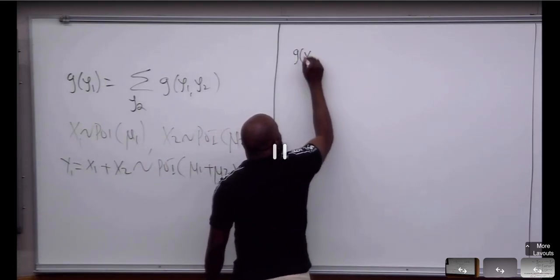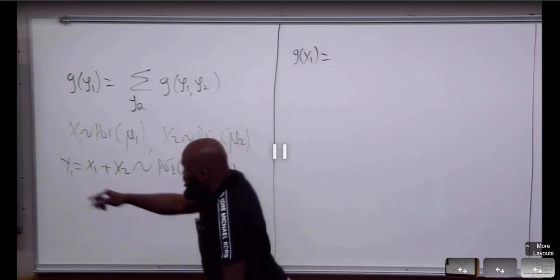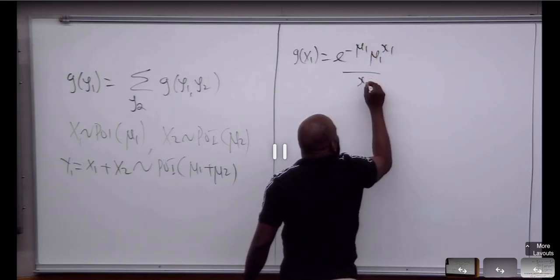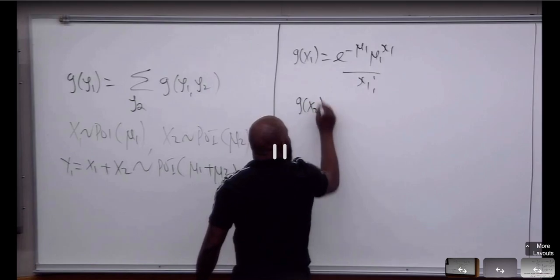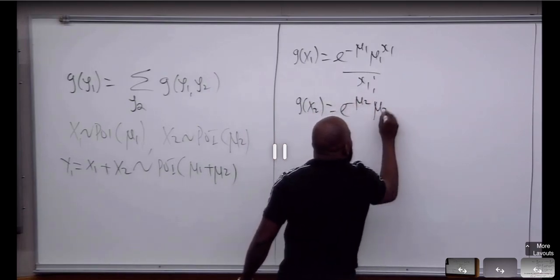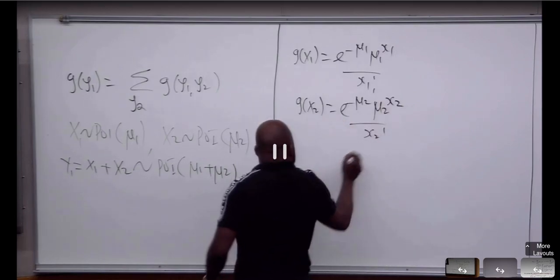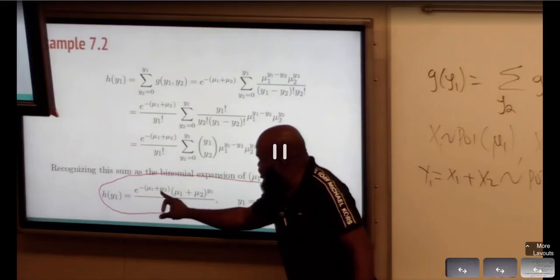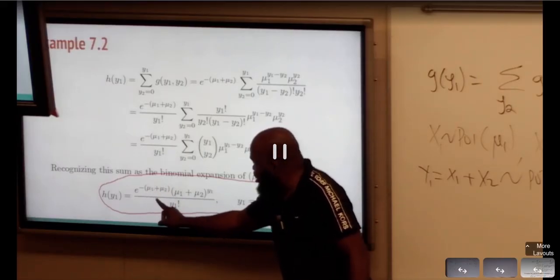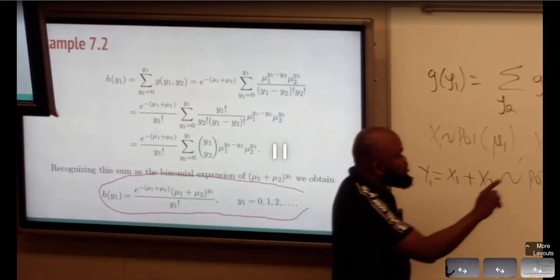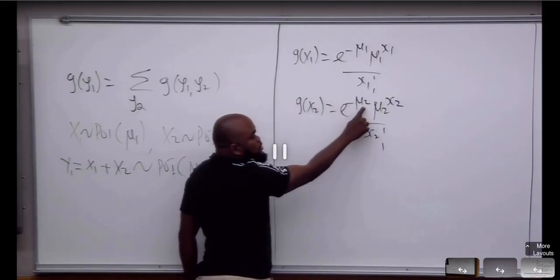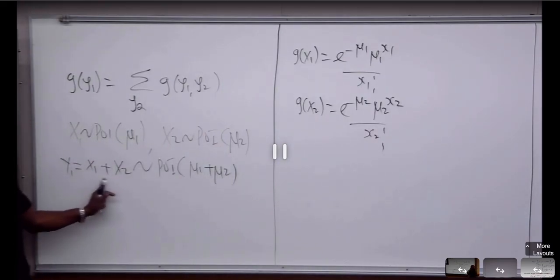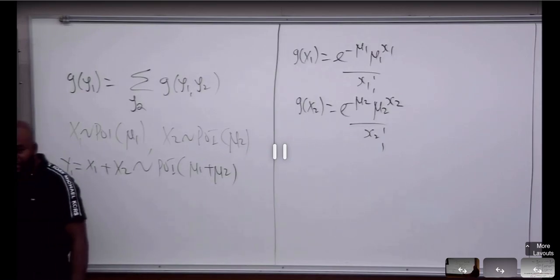The g of x1, if you take a look at it, is exponential of minus mu1, times mu1 raised to the power x1, over x1 factorial. G of x2 is this: mu2 raised to the power x2 over x2 factorial. If you compare this and this with this, do you know what is replacing the mean here? The mean is mu1 plus mu2. Here, the mu is mu1 for x1, mu2 for x2. So the distribution for adding x1 to x2 is what you see here.